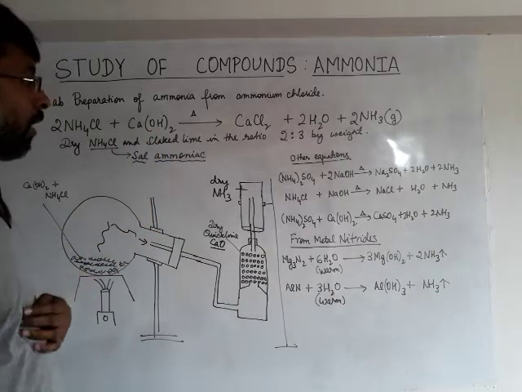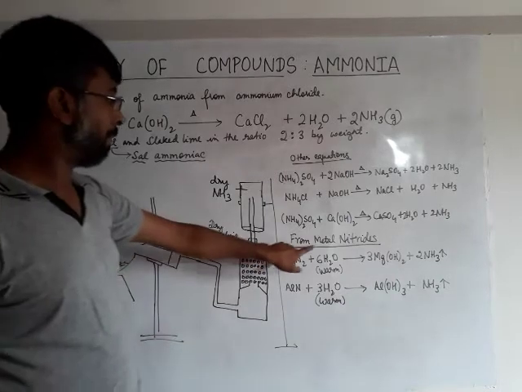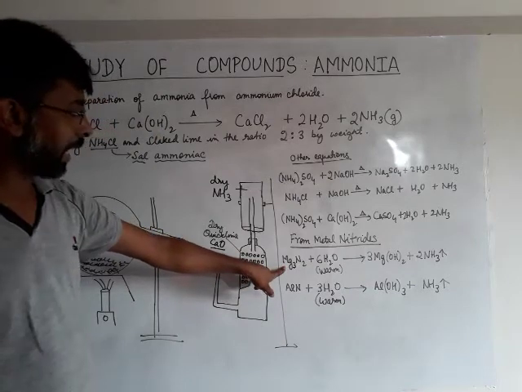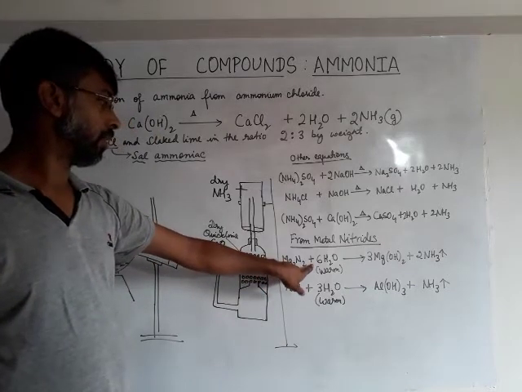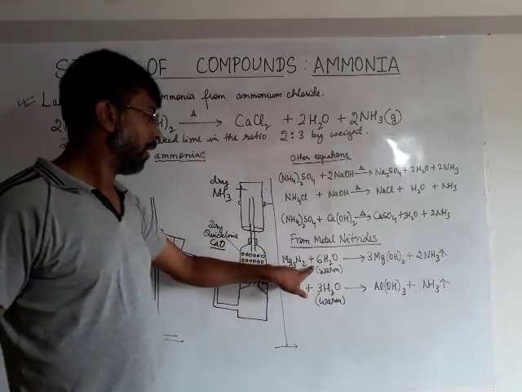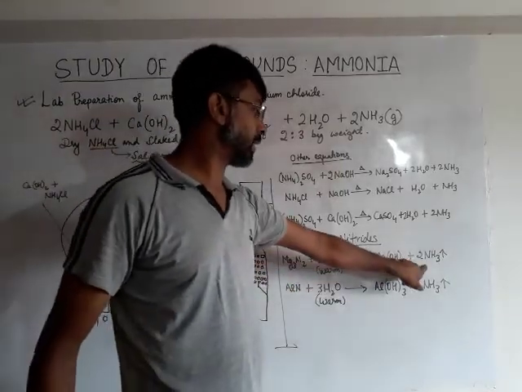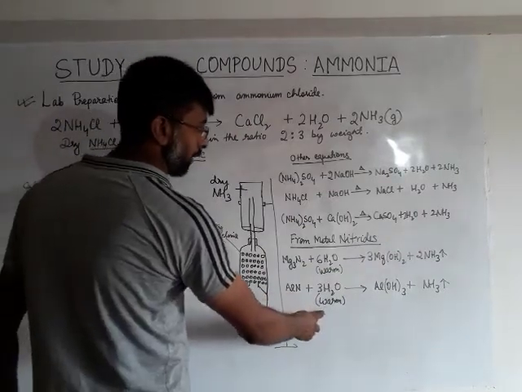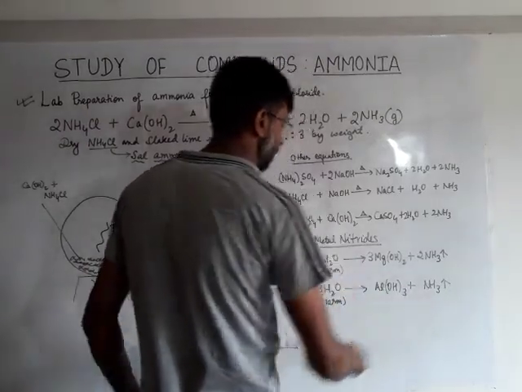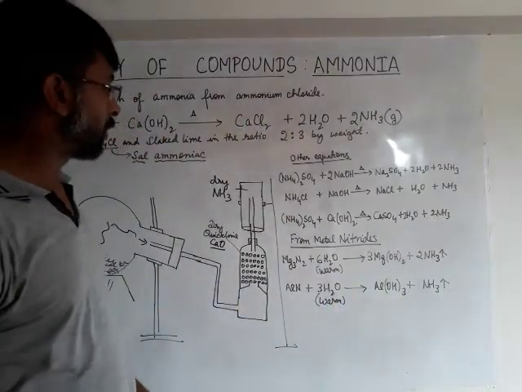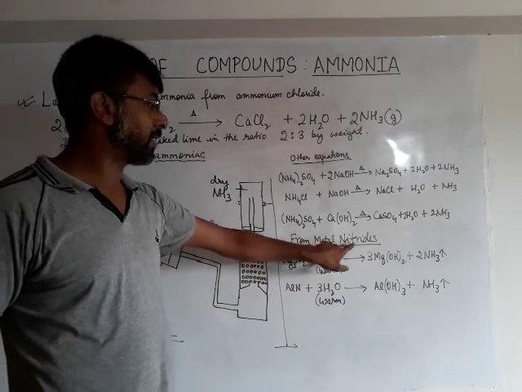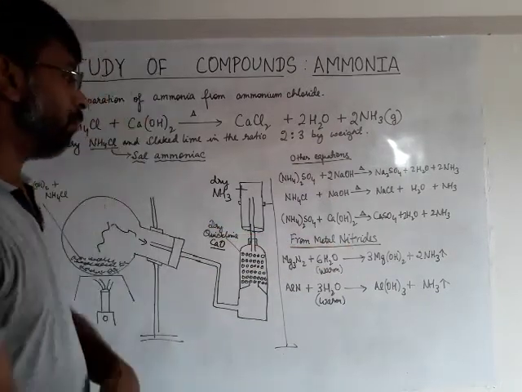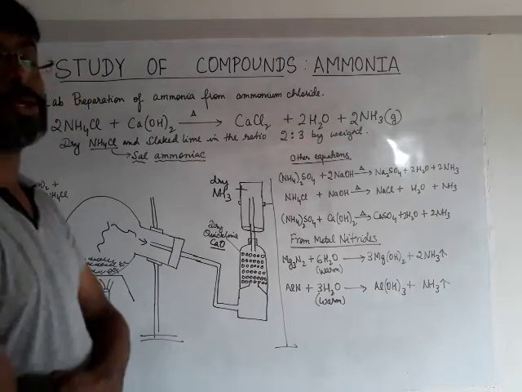Moreover, we can also prepare this ammonia gas from metal nitrides, as you can see over here. Magnesium nitride is reacted with warm water, not steam, and magnesium hydroxide and ammonia gas are formed. Similarly, aluminum nitride is treated with warm water to prepare aluminum hydroxide and ammonia gas. This method of preparation from metal nitrides is quite expensive. That is why we do not use metal nitrides to prepare ammonia gas.